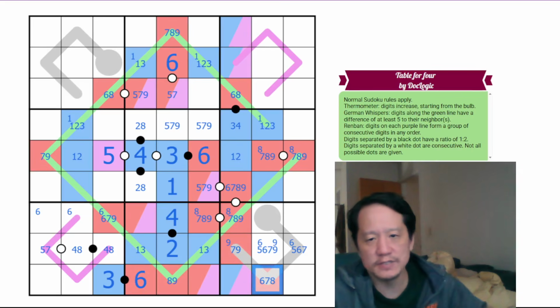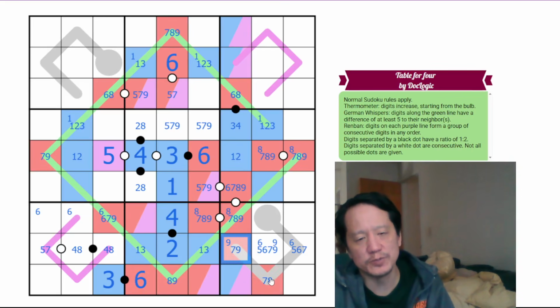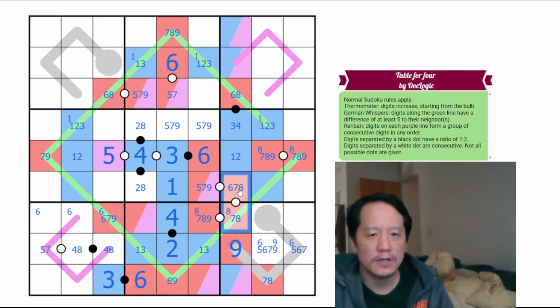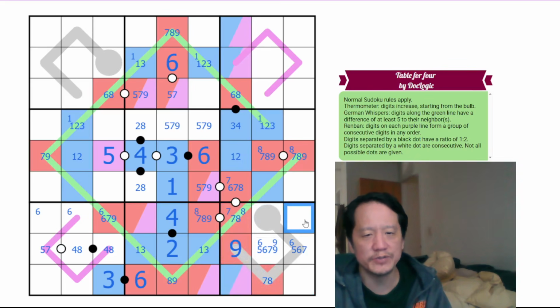This 6 eliminates 6 from being here, so this digit must be greater than 7 or 8. 7 is not greater than 7 or 8, so this must be 9, which eliminates 9 in the rest of the column. One of these is 7 with 6 or 8. We have a 7, 8, 7, 8 pair in this lower right-hand box, which eliminates 7 and 8 in the rest of the box. So this can't be 7, no 7 or 9 here.